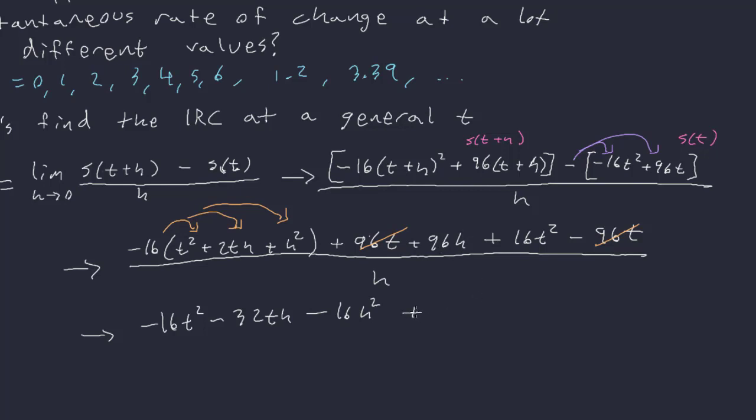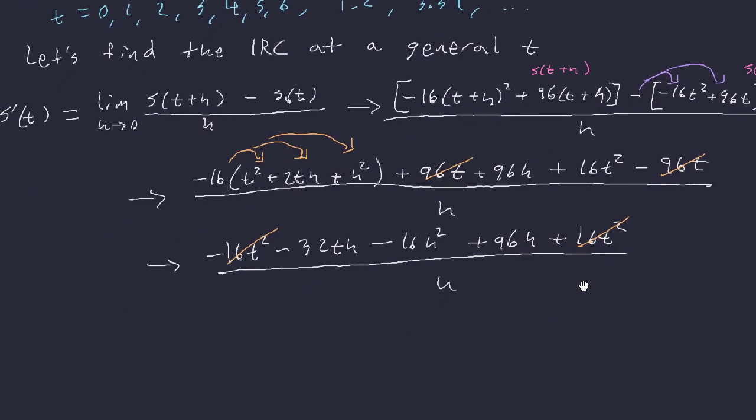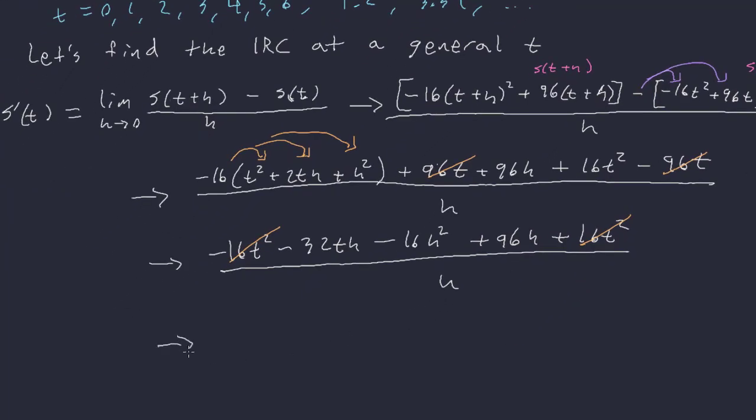Then here I'm just going to copy down what we have left, the 96h plus 16t squared all over h. Now we get some even more cancellations, right? This negative t squared and this negative 16t squared and 16t squared cancel. And then we are left with negative 32th minus 16h squared plus 96h.